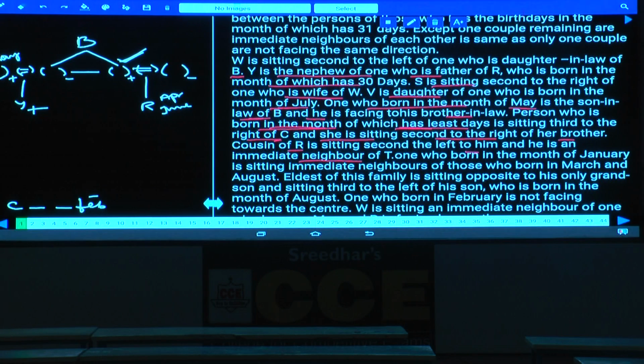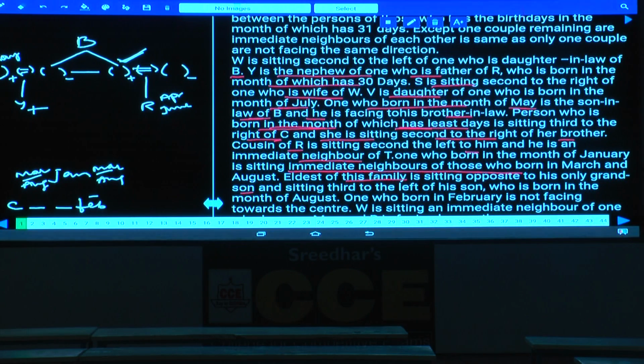Then the one who was born in the month of January is seated as an immediate neighbor of those born in the months of March and August. Now this person who was born in the month of Jan is in between March and August. And anyhow, all these five persons are adjacent to each other, because Jan, March, August, all these three months have 31 days. And August.